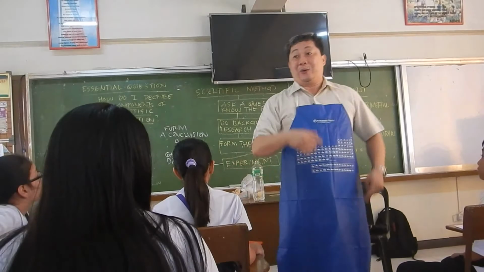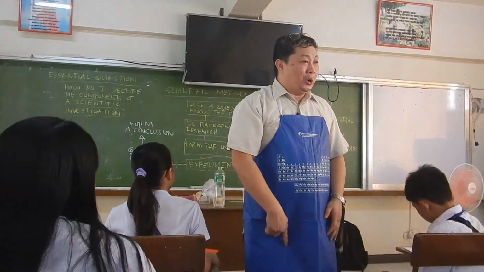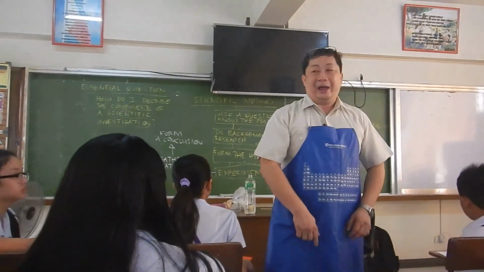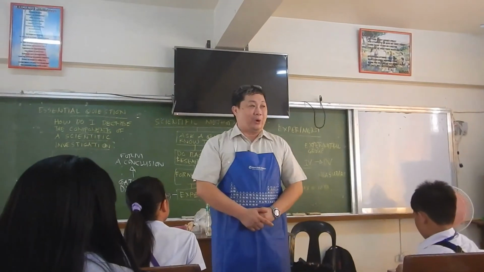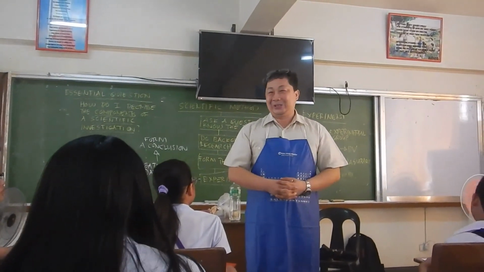Experimental. And the one that we don't change? In both setups, what do you call those things that we don't change? That we maintain the same? Yes. Constant. So those are the components of a scientific investigation. I hope now you are well equipped on how it is done. Okay? Thank you so much.